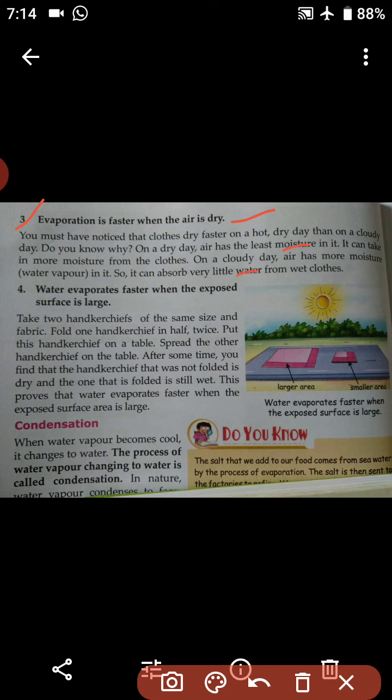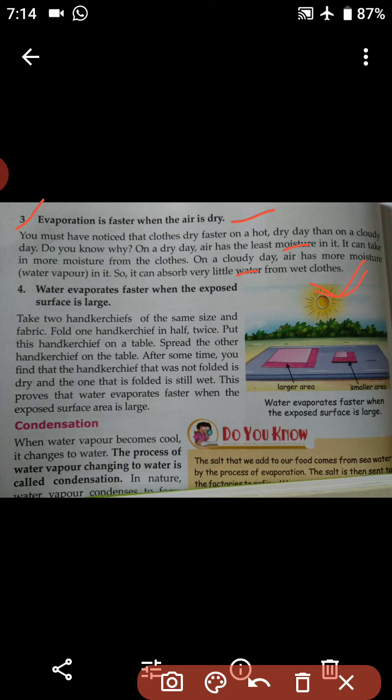So on a cloudy day, what happens? Air has more moisture in it, so it can absorb very little water from the wet cloth. Okay students, I hope it is clear to you. So on a cloudy day, air has more moisture, so it will take very little moisture from the wet cloth.